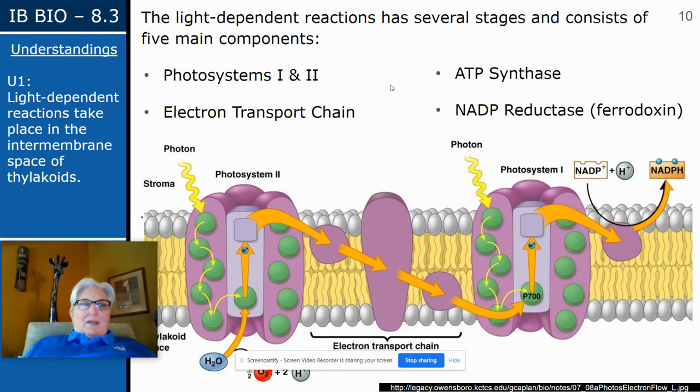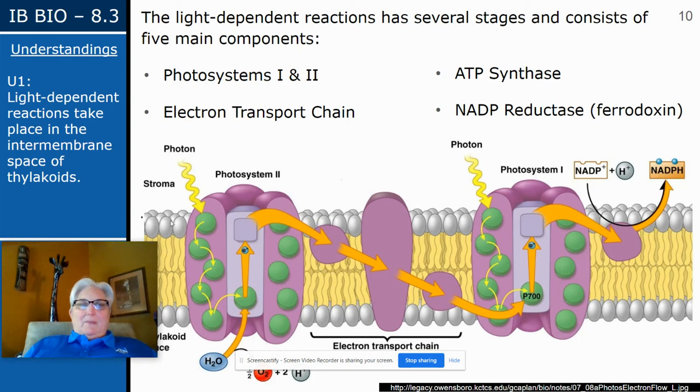So today we're talking specifically about the light dependent reactions. And we're going to see that there really are 5 parts or stages to the light dependent reactions. We've got photosystem 1, photosystem 2, the electron transport chain, the making of ATP, and then the reduction of NADP. So those 5 things are all going to come into play here.